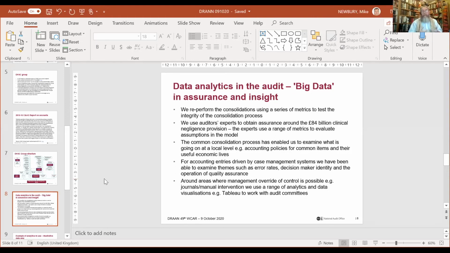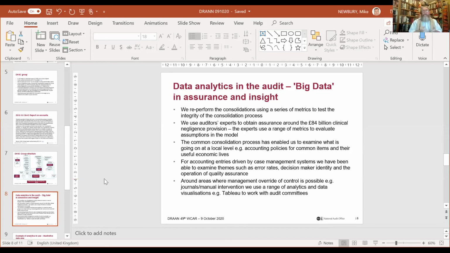In relation to the clinical negligence provision, we use auditors' experts, so a set of actuaries that are expert in how to look at clinical negligence, because colleagues will be aware that a significant element of clinical negligence provision will relate to incidents that have happened but not actually been reported yet. So this is an area that's subject to very complex modelling and requires expert data analytics and expertise in order for me as the auditor, I'm not an actuary, to be able to understand what's going on in that model.